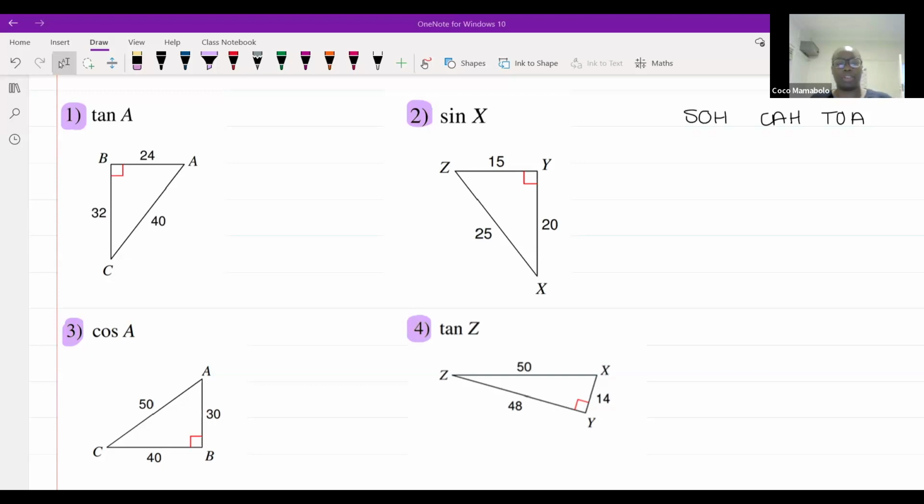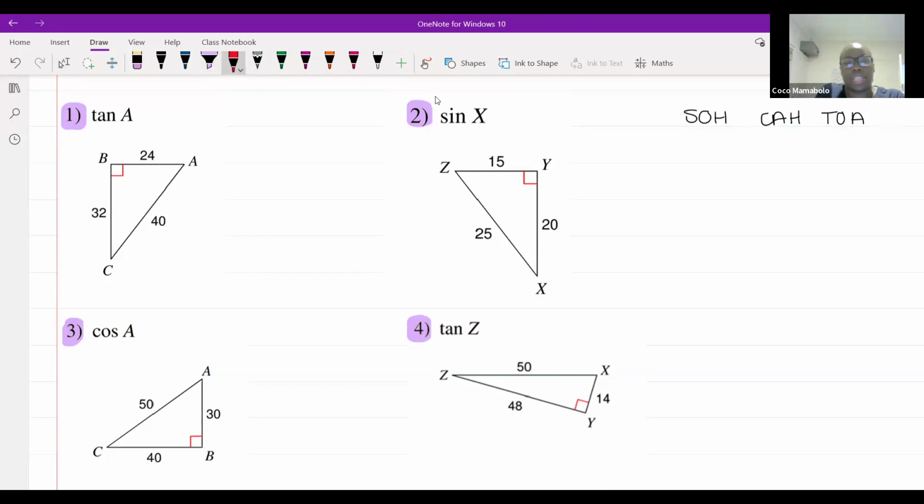All right, peeps, let's have a look at these. Okay, so let's start with tan of A. Now, these are a little bit tricky because I've taken the triangles and flipped them around, but that doesn't change anything, guys. When we label, we just need to make sure that we're using the correct reference.